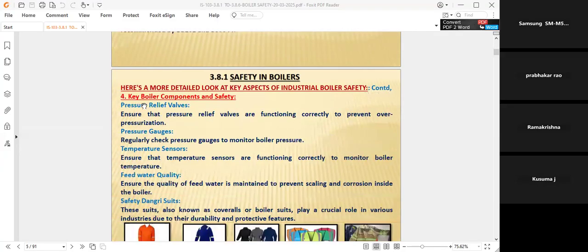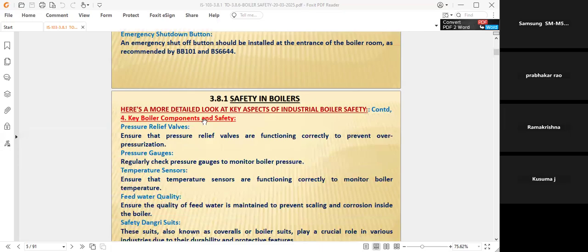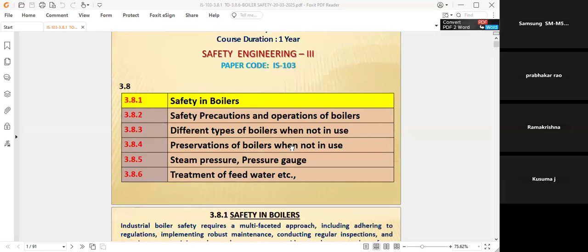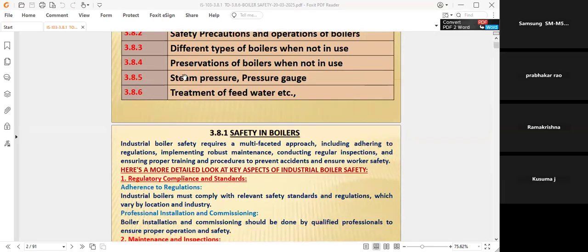Definitely, the fourth one is key boiler concepts, components and safety: pressure relief valves, pressure gauges, temperature sensors, feed water quality and safety, and danger suits are very important. The key boiler component, the pressure relief valve, is very important. That's why in this section he has given the steam pressure, and the pressure gauge will also be given.